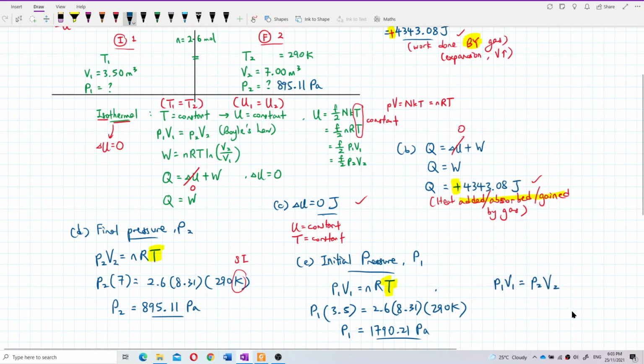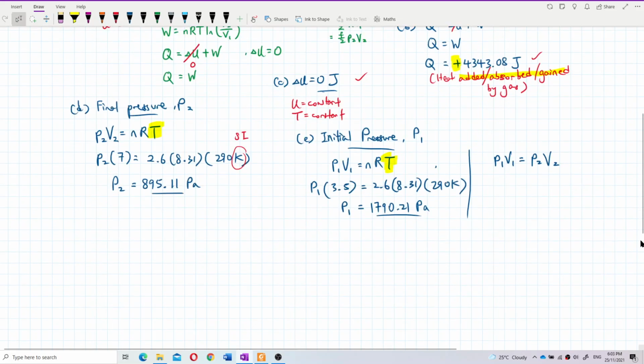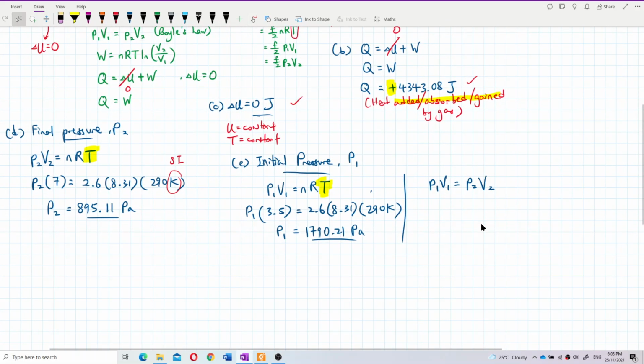If you want to use Boyle's law also can, no problem. Let's try it out, you surely get the same answer. P1 times volume 3.5, because nRT is similar, you just equate P1 V1 with P2 V2. It's the same thing, you get the same answer, 1790.21. Let's work it out as proof.